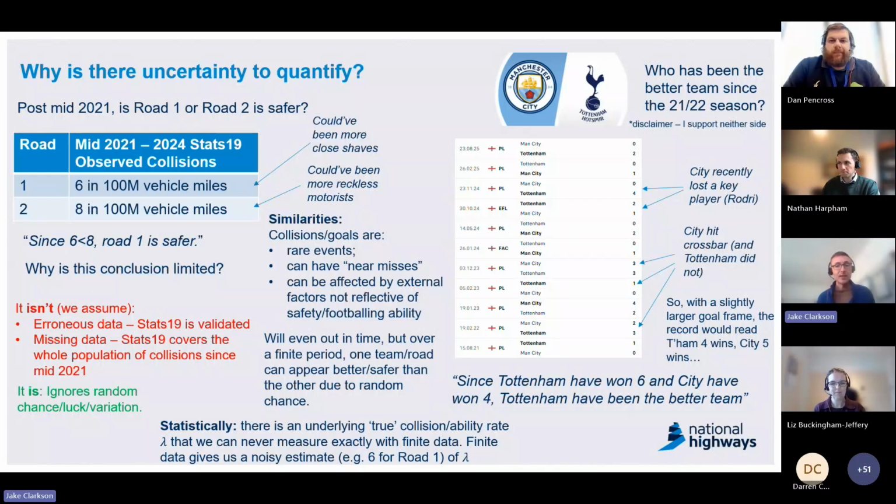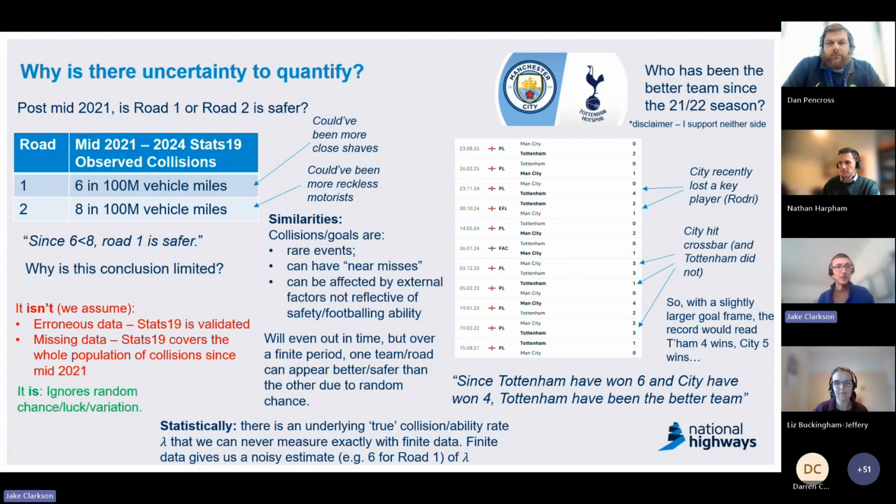So let's say that since just after COVID, mid 2021, we've got two roads, Road 1 and Road 2, and we've observed 100 million vehicle miles on each. And let's say that on Road 1 we've seen 6 collisions, and on Road 2 we've seen 8 collisions. So a really simple conclusion we could make is, well, 6 is less than 8, so that means Road 1 is safer. But why is it that this conclusion is a bit limited?